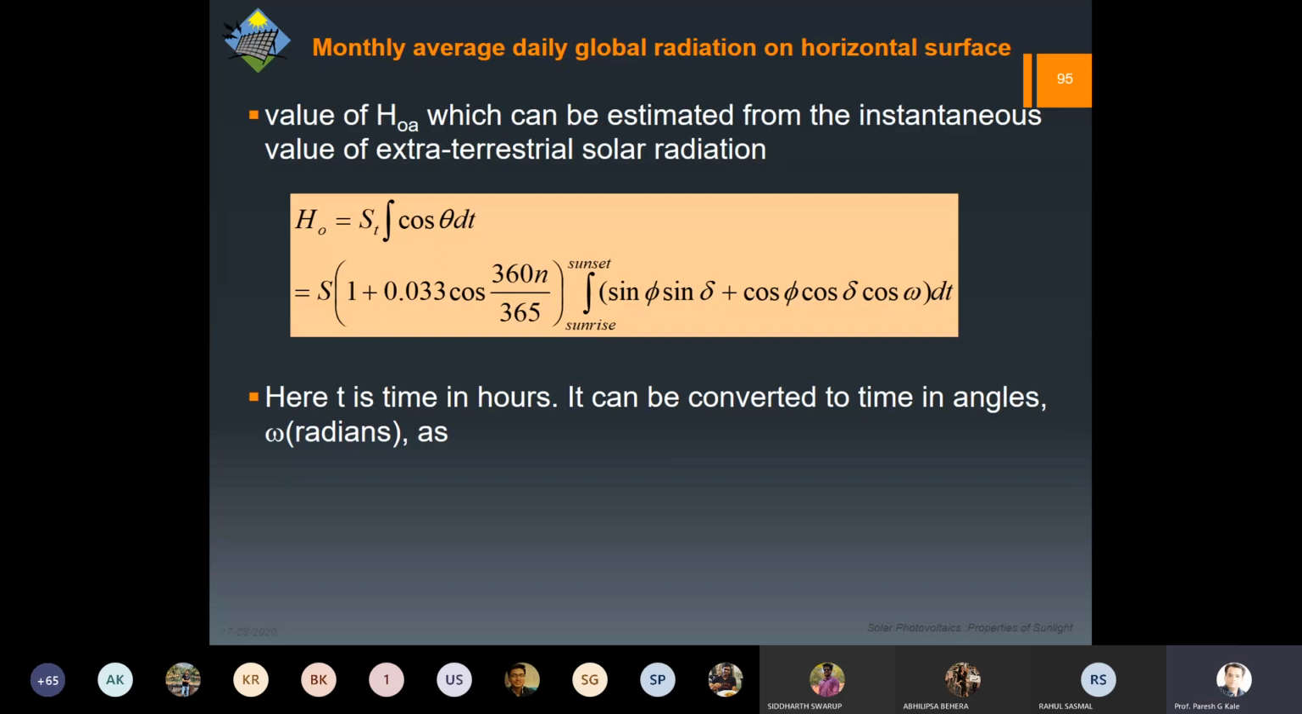Now again, we are always talking about time in terms of hours. So this has to be converted to time in angles, radians, wherever appropriately required. For this conversion, especially for dt, we can have it as 180 by 15 pi into d omega. So this formula today we are going to use to solve one quick numerical. Of course, you have calculators. Once you get the values of delta, phi, and everything, you can put it into the integration in your calculator, because this will be a definite integral. And of course, you need to find out the sunrise and sunset times as well. Then the rest of the things are straightforward, and we can find out the value of H0.